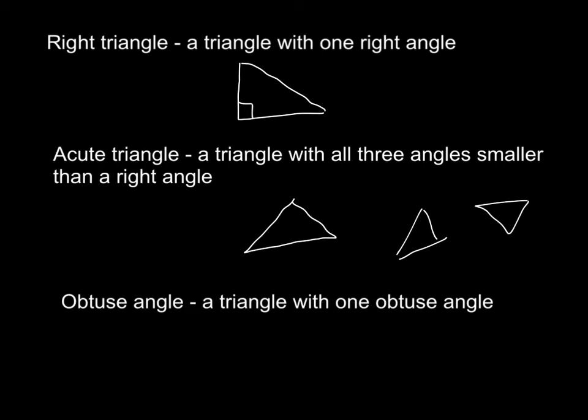Okay, so there's an acute triangle. And then we have the obtuse triangle. That's where one of the angles is bigger than 90 degrees. The other two then happen to be acute, but we've got this angle right here that's bigger than 90 degrees. Okay, so those are your three types of triangles based on the angles that they have.